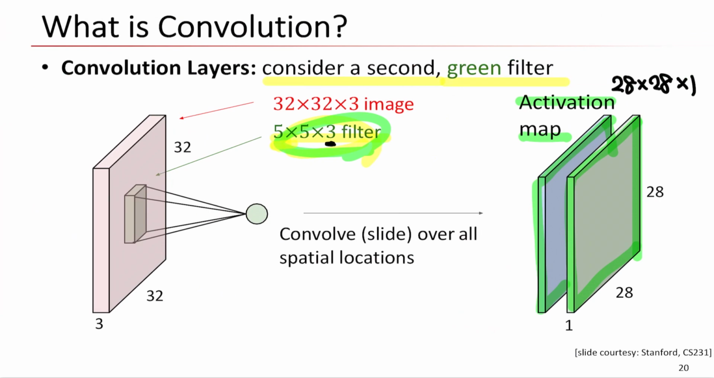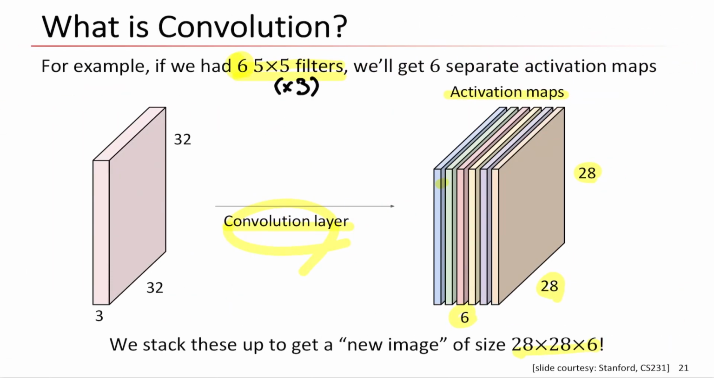And then if we use another filter, in this case the green filter, we can make another activation map, right? By using several successive convolution filters, in this case 5 by 5 filters, we will get 6 separate activation maps. So from a 32 by 32 by 3 input image, by using one convolution layer, we can generate a 28 by 28 by 6 activation map, right? It will be another activation map which will be used in the next convolutional layer.